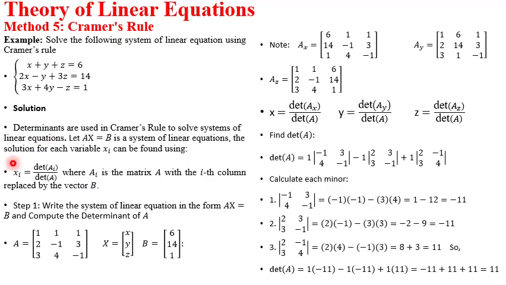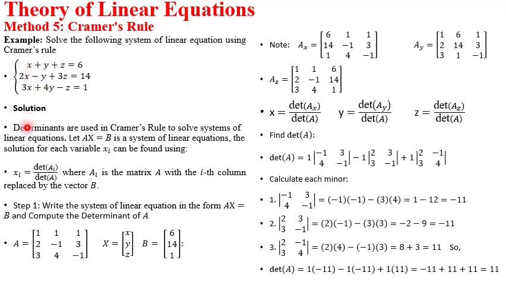Let's just go straight into solving the problem. Let's transform on the first step. Let's write the system of linear equation in the form Ax equals b and compute the determinant of A. So A becomes the coefficient of each of the variables.